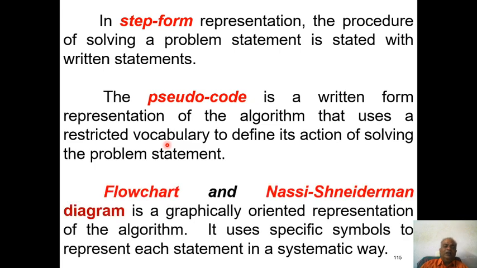The other categories are flowchart and Nassi-Shneiderman diagram. These are the graphical oriented representations. They are the pictorial representation of an algorithm. They use specific symbols to represent each statement in a systematic way. So a pictorial representation of an algorithm is known as a flowchart.